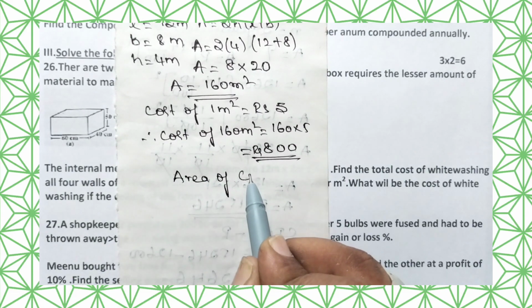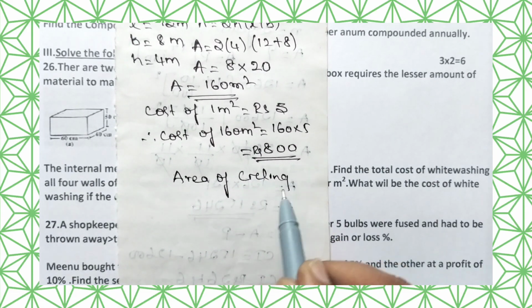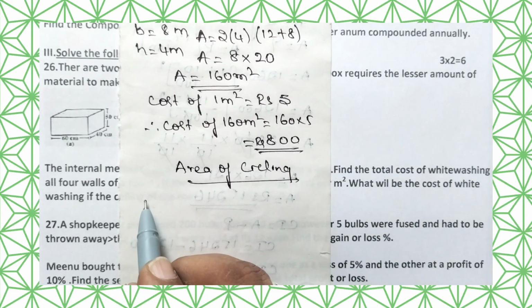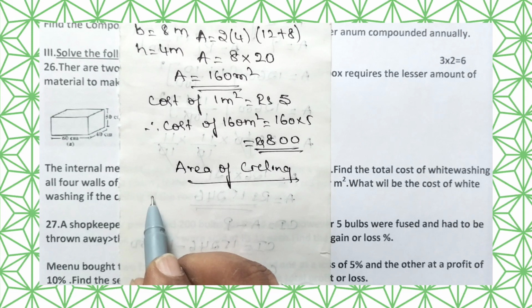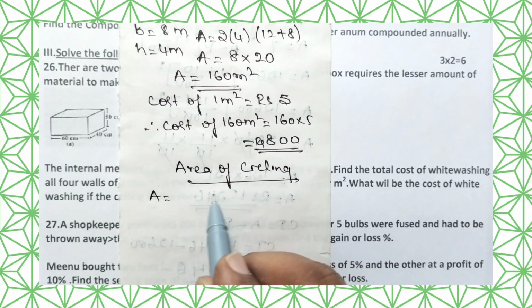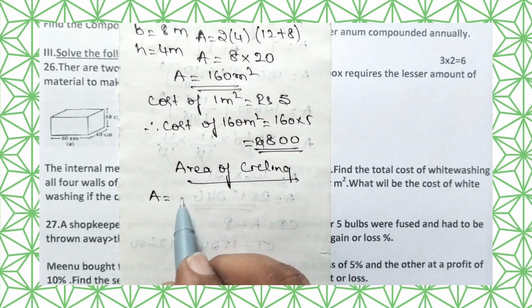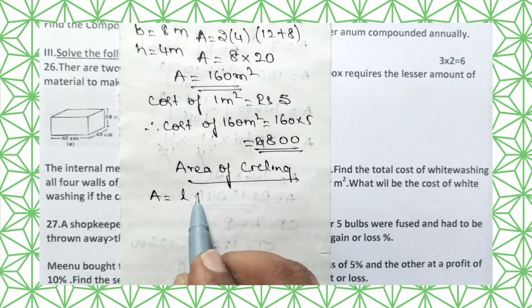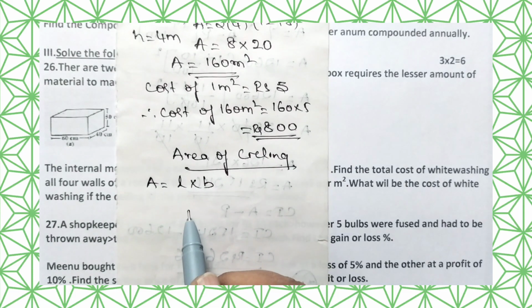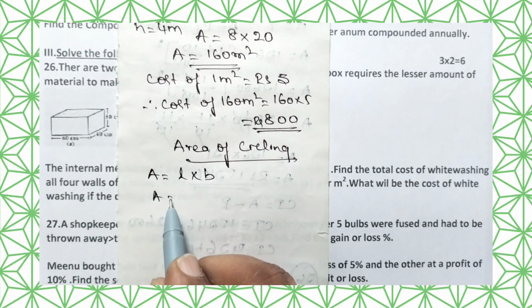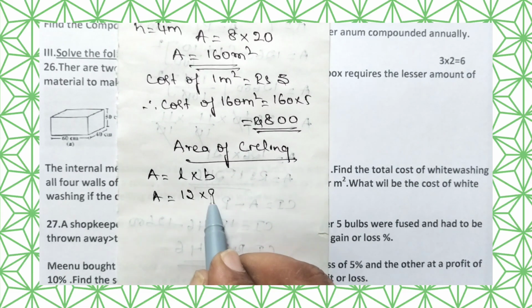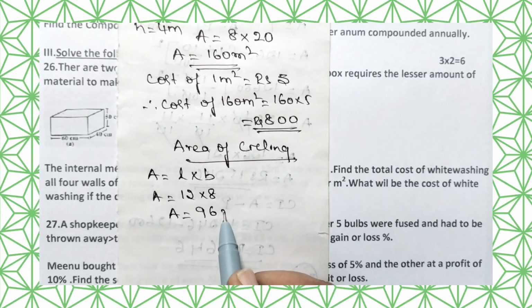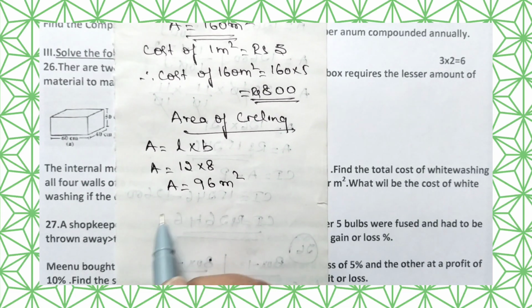Let us find out the area of the ceiling. The ceiling is in the shape of a rectangle. So when it is a rectangle, you take length and breadth. So area of ceiling is equal to length into breadth. Length is 12 and breadth is 8. So area of ceiling is equal to 96, 12 8s are 96 meter square.